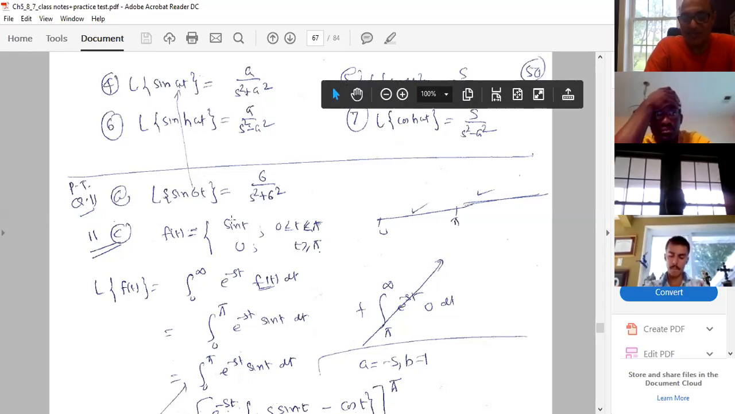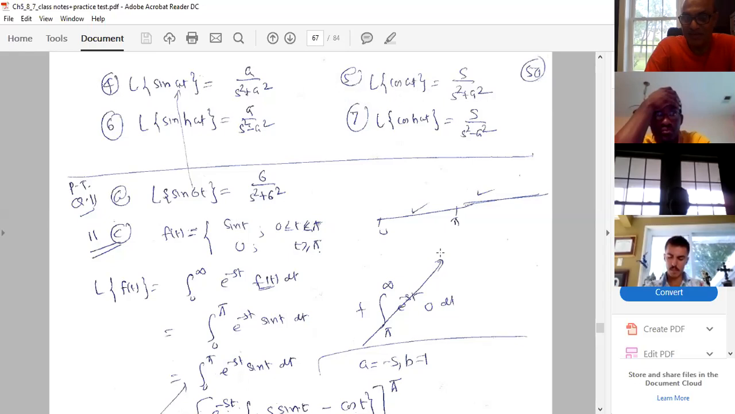This is a discontinuous function. From 0 to pi, the value of the function is sine t, a trig function, and then from t greater than or equal to pi onwards, it is simply 0. Whenever we have this type of discontinuous function, we can start like this.